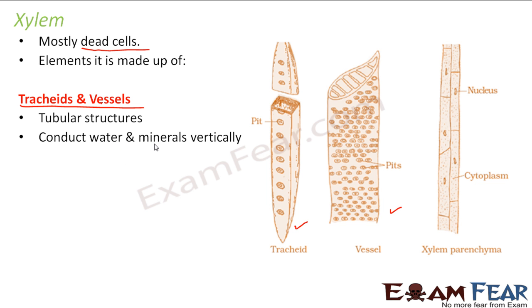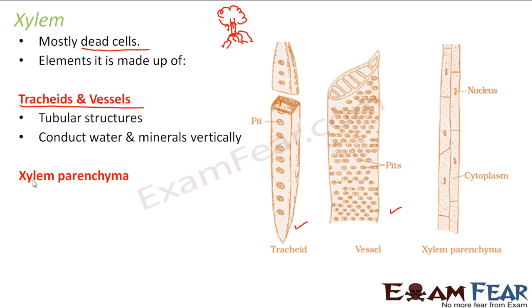They conduct water and minerals vertically. That means from the roots, let us suppose this is a plant. So these are the roots of the plant. These tracheids and vessels will conduct water and minerals vertically. That means it will just take it straight up, right?